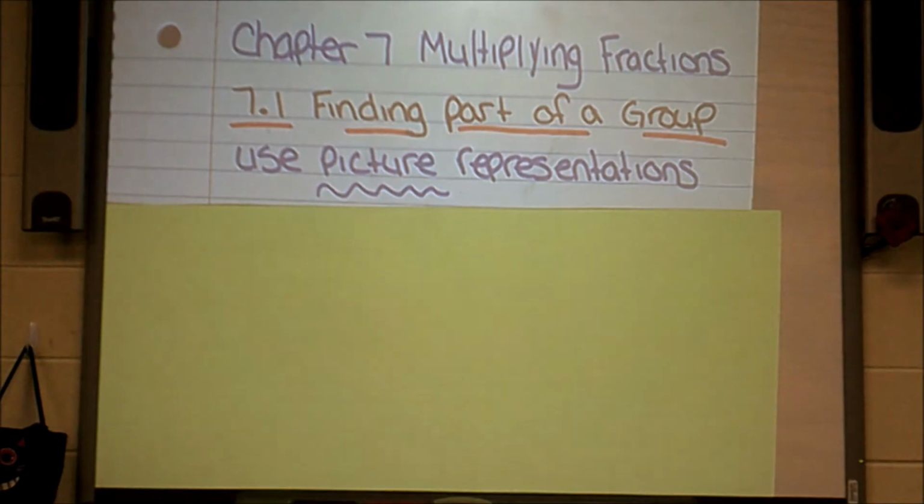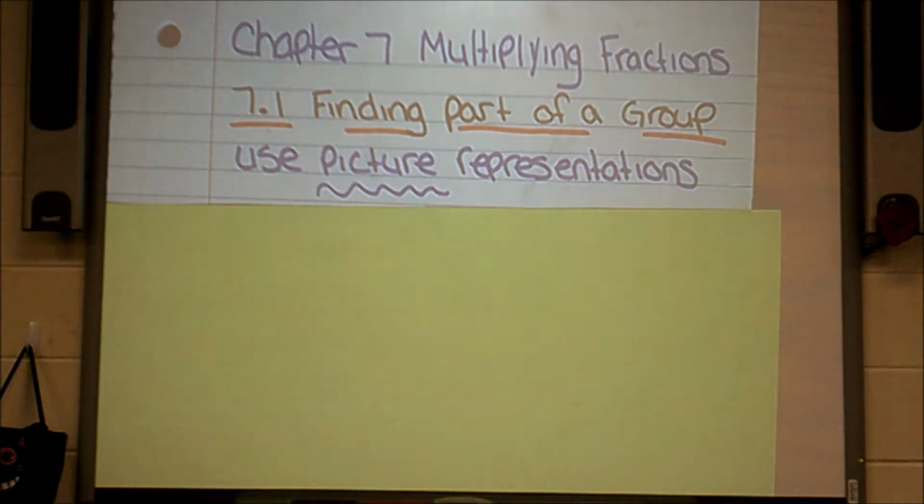Multiplying fractions is really not that difficult. It does help to know your basic multiplication facts. So again, if you have not memorized your facts, it would be a lovely time for you to go over and review those. So as you can see in section 7.1, we are going to be finding parts of a group using picture representations.